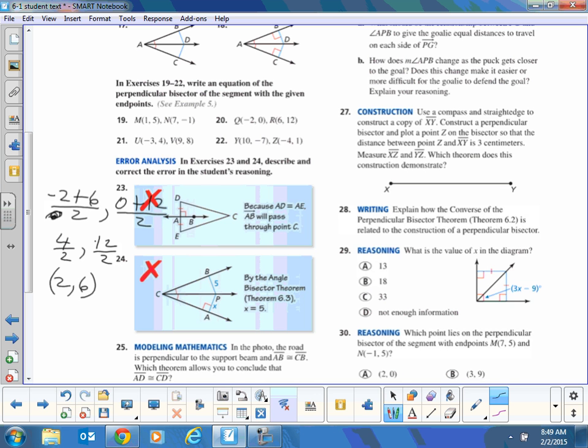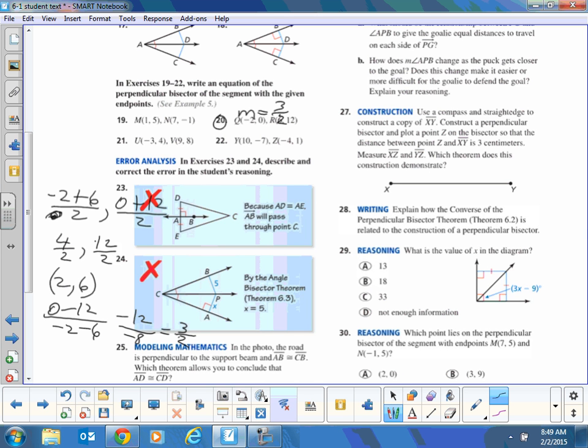Now I need the slope. 0 minus 12 over negative 2 minus 6 is negative 12 over negative 8, which equals positive 3/2. 4 goes in here, 4 goes in here. So the slope of this one right here is positive 3/2.